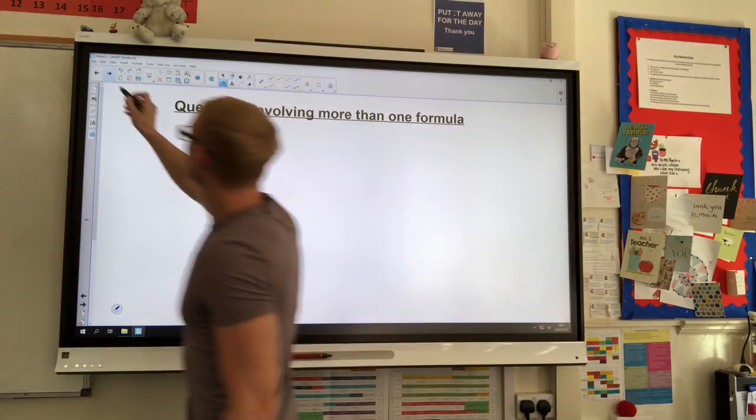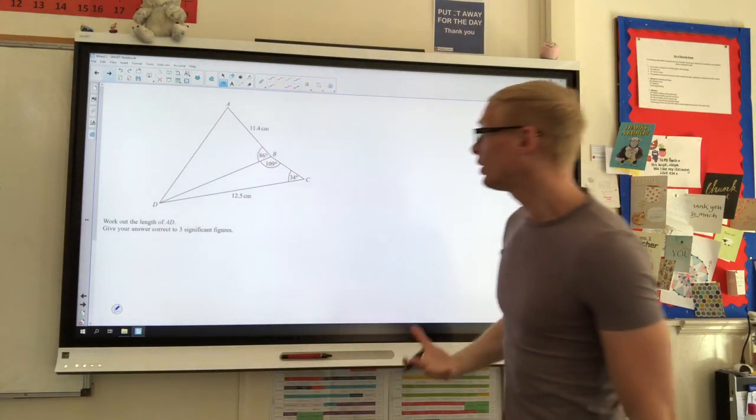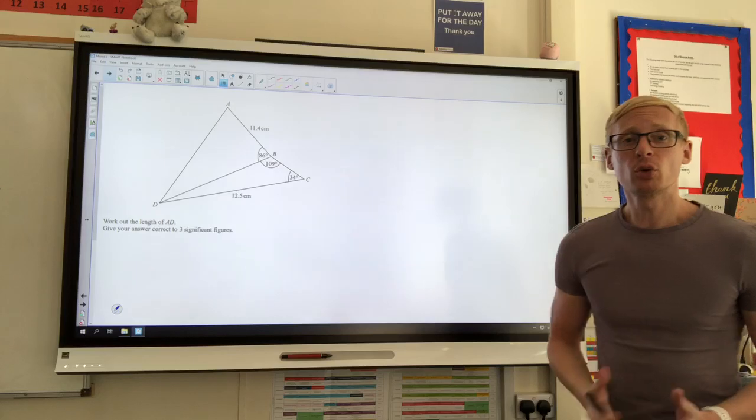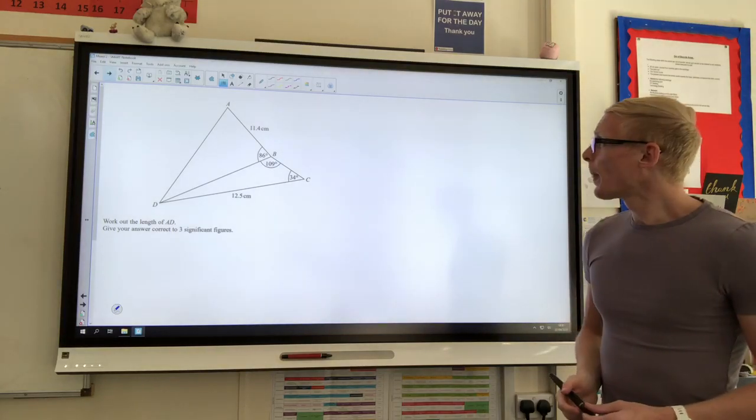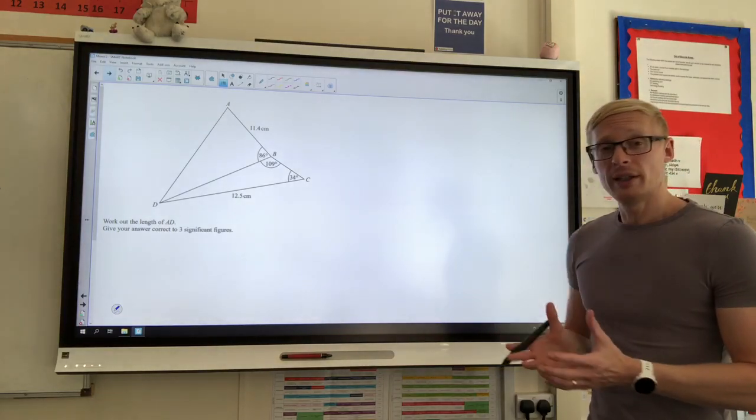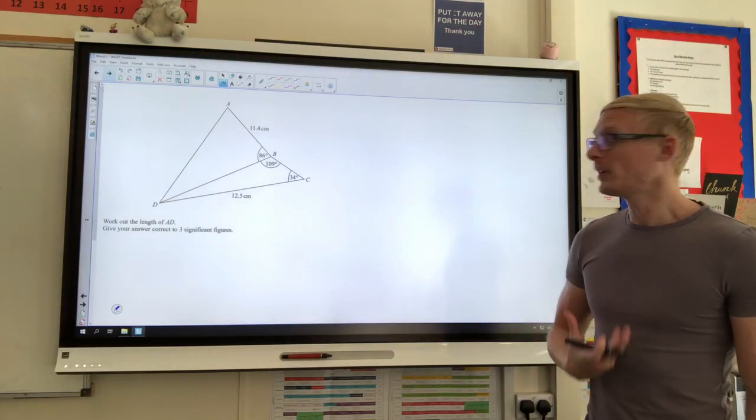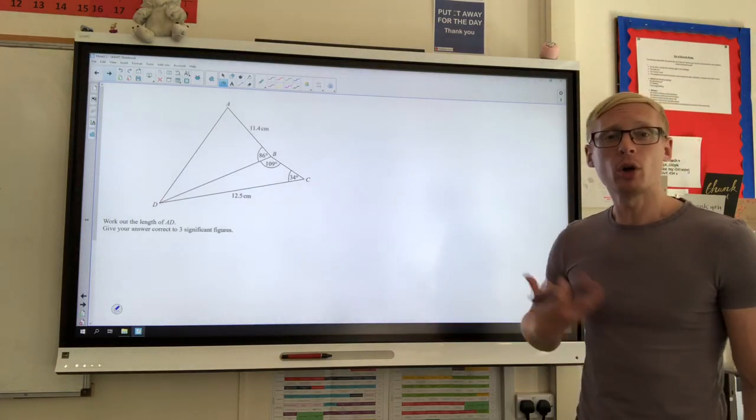So what we're looking at initially is something like this. I'd like you to copy this question down. And this is fairly typical of the sort of thing you'll get. Initially, it's just about evaluating the question and thinking, what do I have? What do I need to find? What do I know? What can I use?